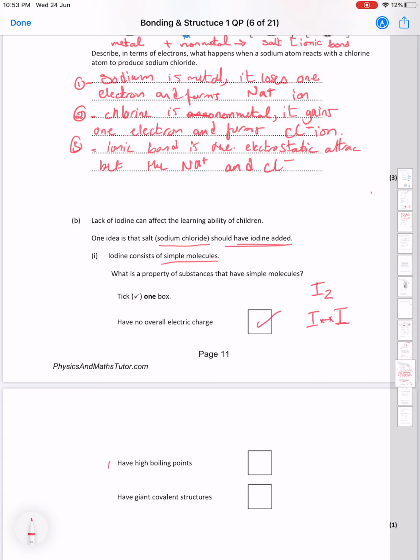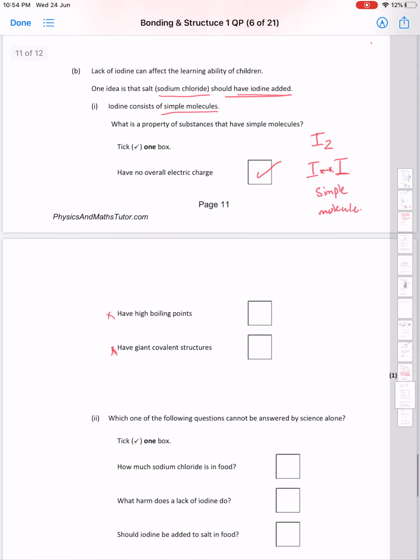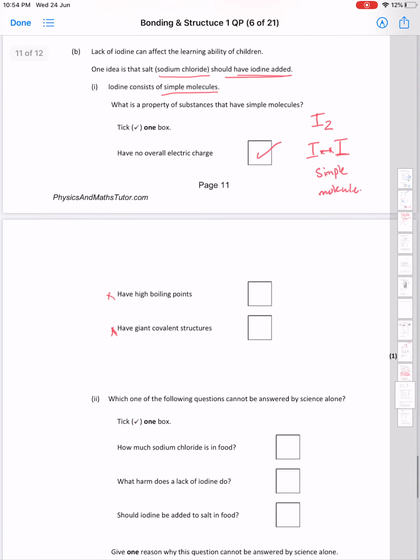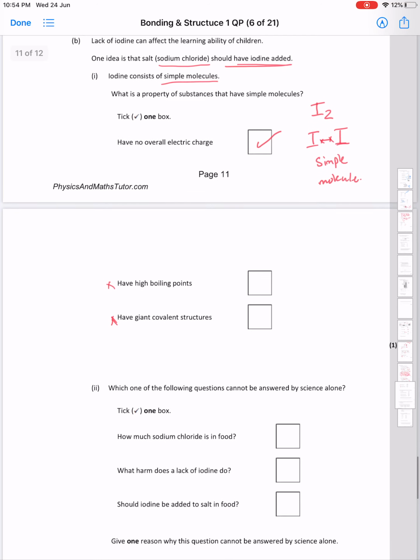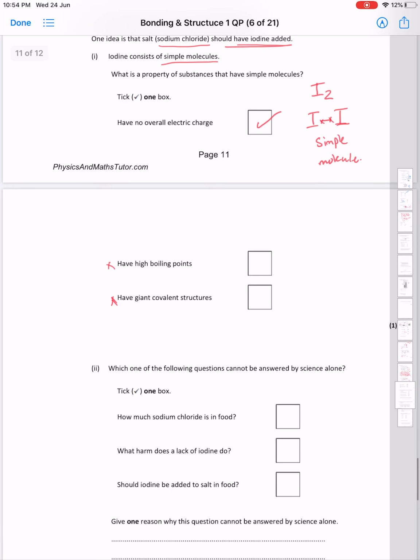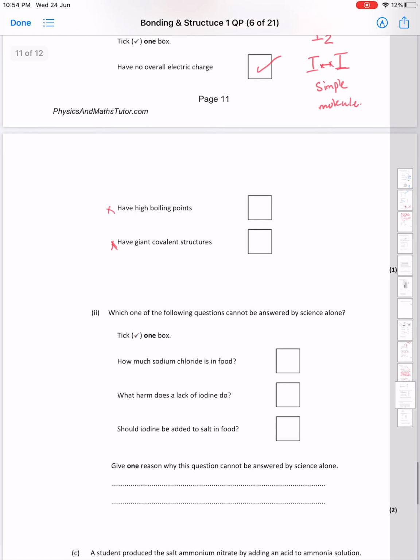It does not have a high boiling point since this is a simple molecule, and simple molecules do not have a high boiling point. They also don't have a giant covalent structure like diamond and graphite. So I'm going to choose that there is no overall charge. Which will conclude my tutorial.